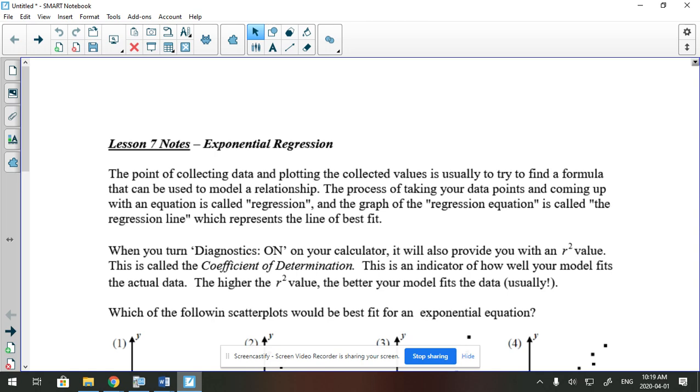All right, we're on to lesson 7 notes. We're going to talk about exponential regression today. This is the last topic of this unit, so it's exciting.